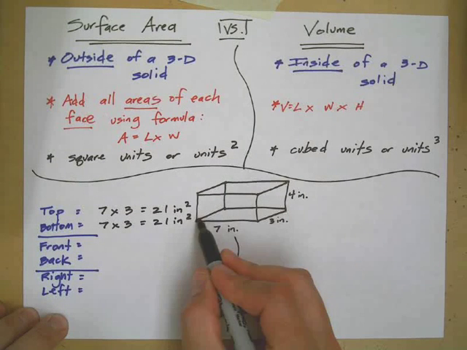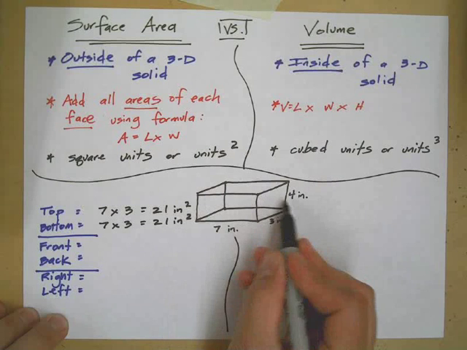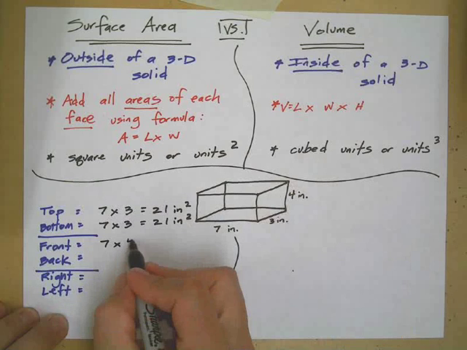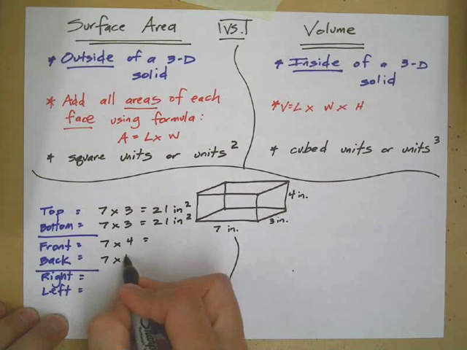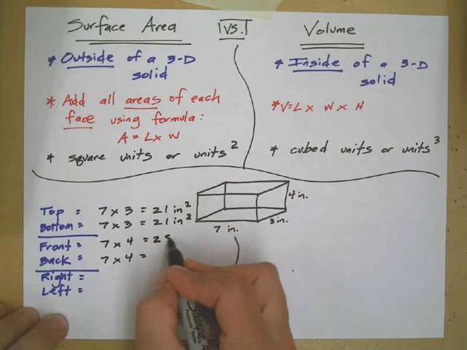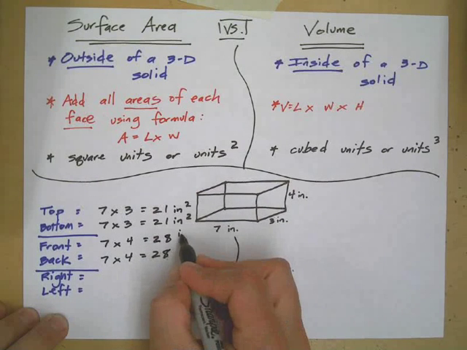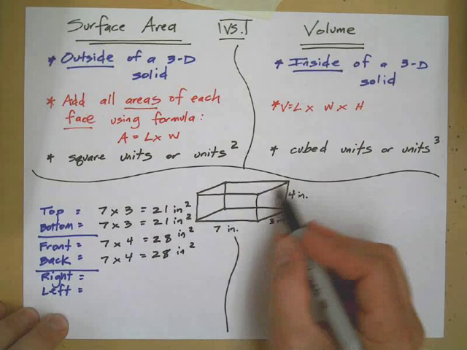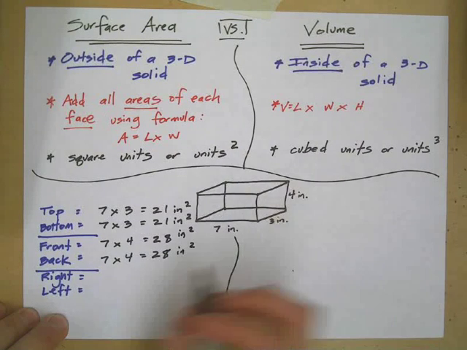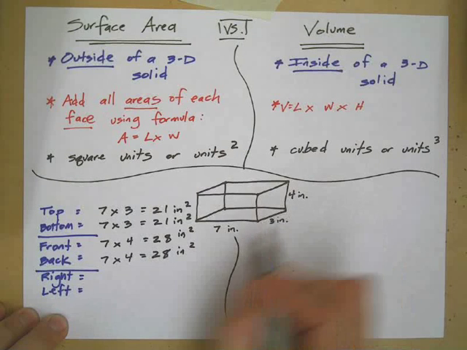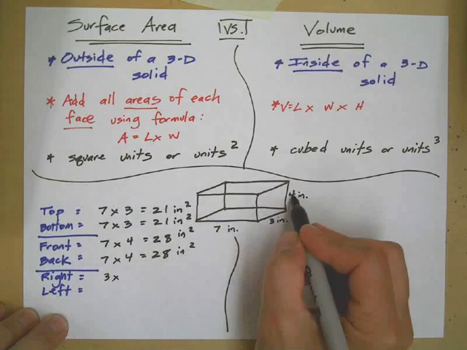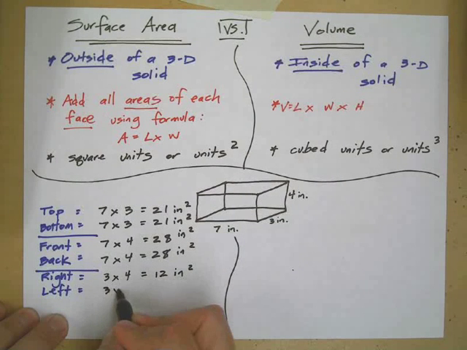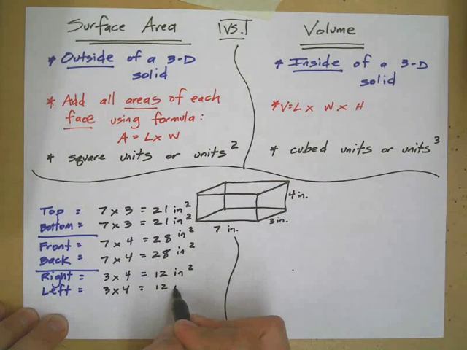The front is this face right here. It's also the same as the one in the back. We're dealing with length, 7, and height, 4 in this instance. They're identical, so we have 2 measurements, both of 28 inches squared. Last but not least, we have a right face and a left face that are equal to each other. We're dealing with width, 3, times height, which is 4, for a total of 12 inches squared. That's repeated for the left.